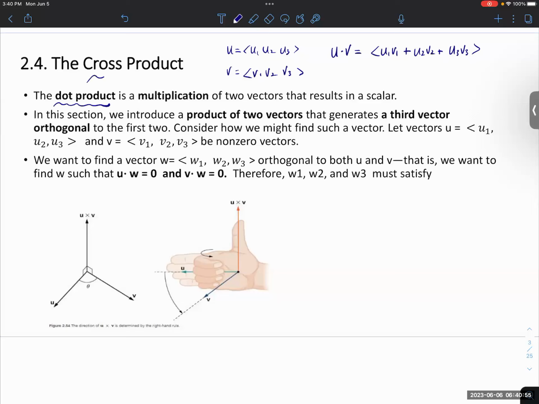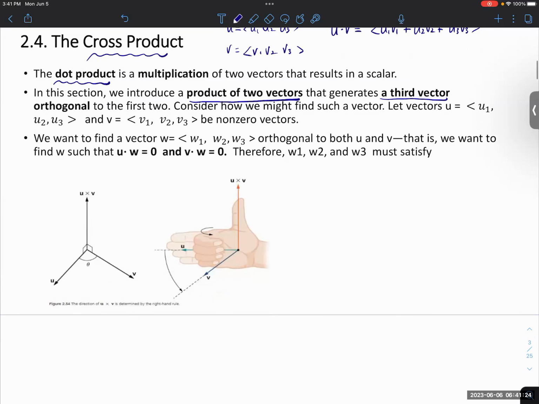What is a cross product? The cross product is totally different from the dot product. We're going to introduce the cross product, but still we're going to find the product of two vectors. This time, we are going to generate a third vector, which is orthogonal, that is, perpendicular to the given two vectors.